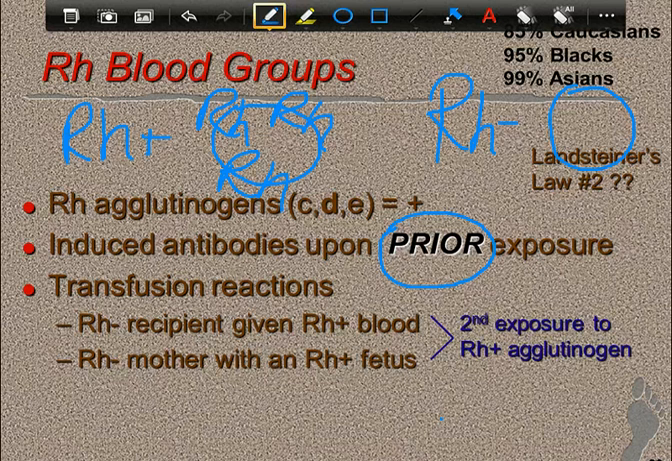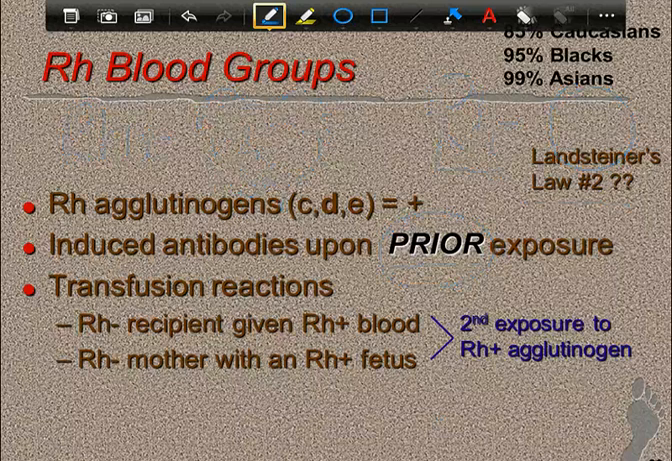Now, you would think, according to Landsteiner's law number 2, which said that your immune system makes antibodies to the agglutinogen you don't have, that this Rh negative person would make anti-Rh, but they don't, because in the Rh blood group system, it's different. You have to have prior exposure. So you had to come in contact with Rh blood, positive blood, somewhere in your life in order to make anti-Rh.